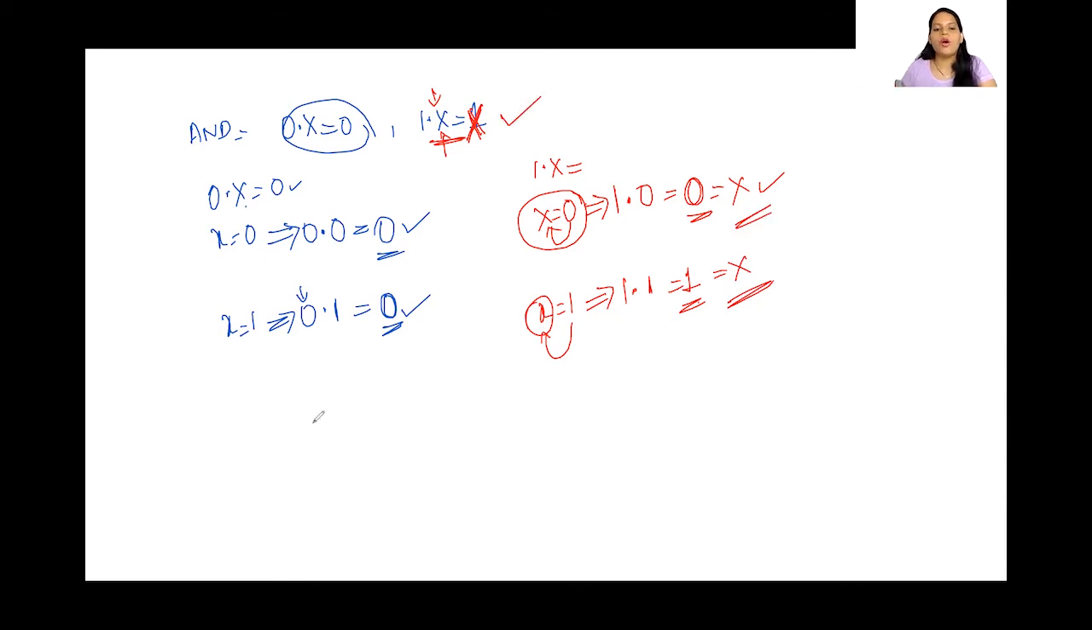So we have proved all the properties of 0, which is 0 plus x is always x. 1 plus x is always 1. 0 into x is always 0. 1 into x is always x. I hope this is clear.